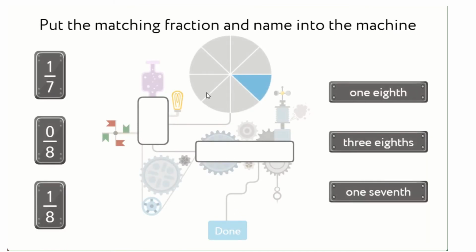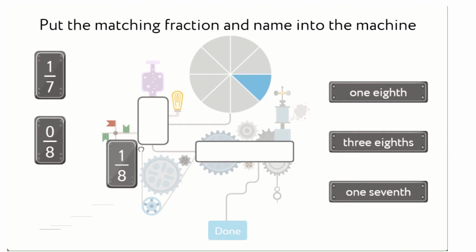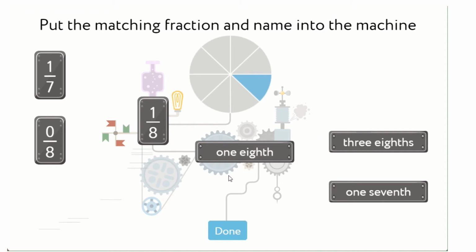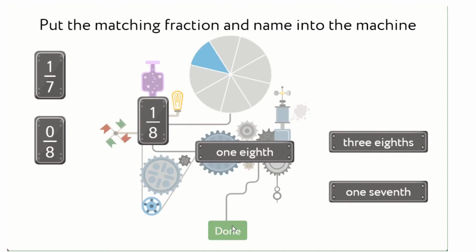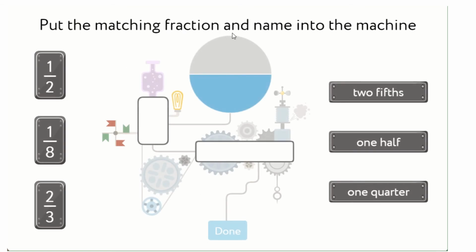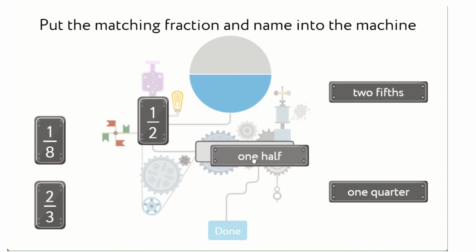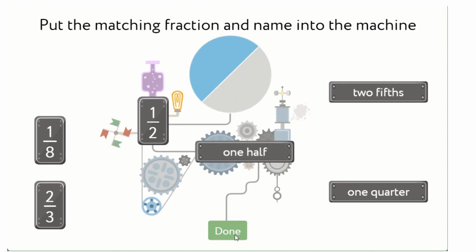Here is a circle which has 8 equal parts and one is shaded. So 1 upon 8, it can be read as 1/8. Here is a circle which is divided into 2 equal parts. So half is read as 1/2. We can read it as 1 upon 2 also.